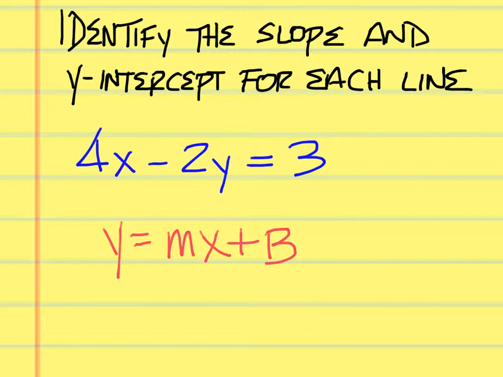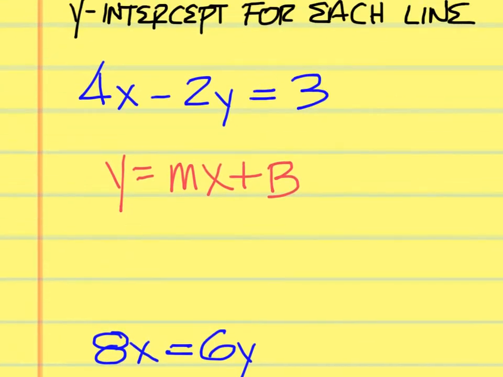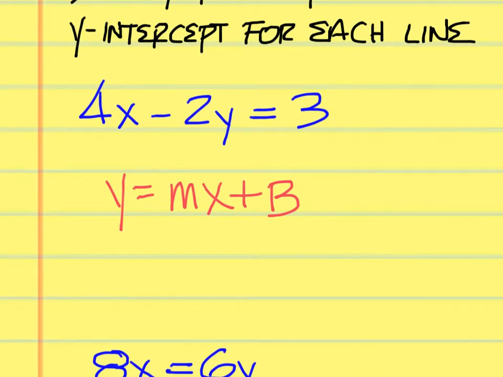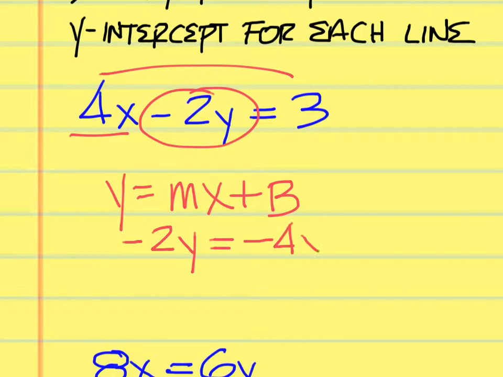If the equation is not in this form, then you must put it in that form. Notice that you have 4x minus 2y equals 3. That is standard form. We need to put it in slope-intercept form, which is y equals mx plus b. So to do that, you want to get the y by itself. So you're going to leave this on the left-hand side and move the 4x over to the right, changing the sign.